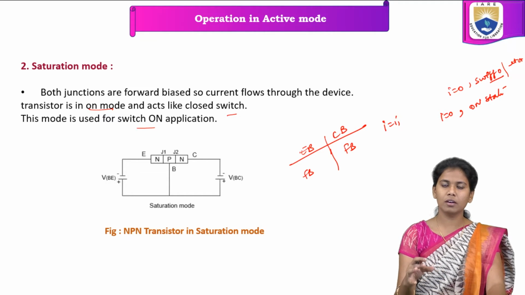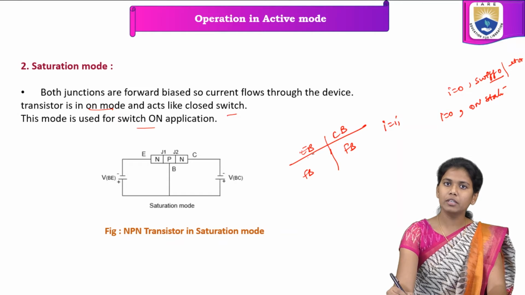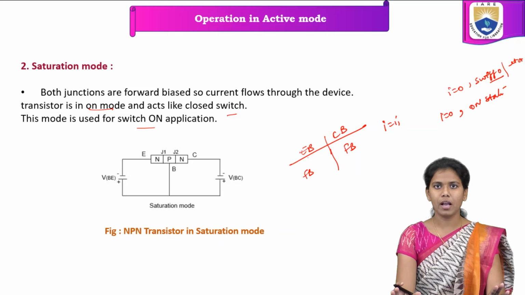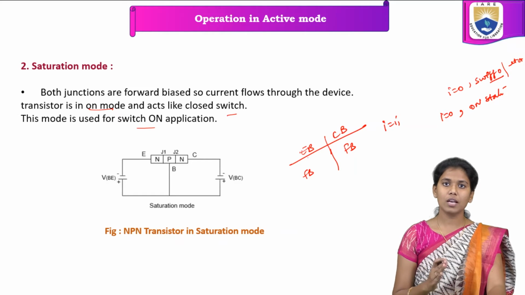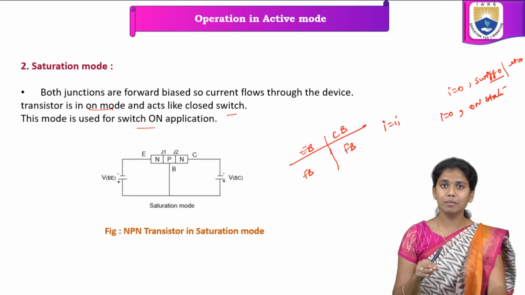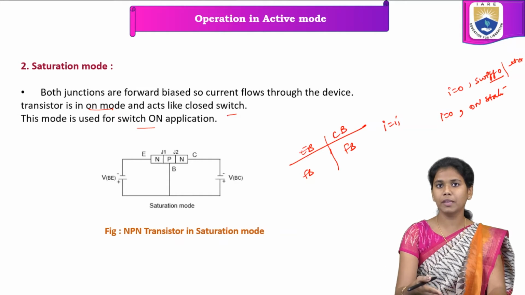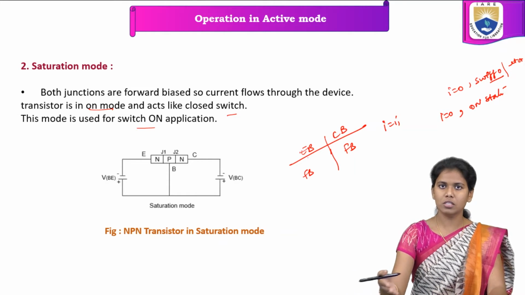So what are those junctions? The emitter base junction and also the collector base junction, they both are forward biased. If both are in reverse bias, then there is nil current flowing through it, and so the transistor acts in a switch off state. Whereas in saturation mode, some current is flowing between the junctions. As these are in forward bias and some current is flowing across them, we can say that this BJT is in the on state.